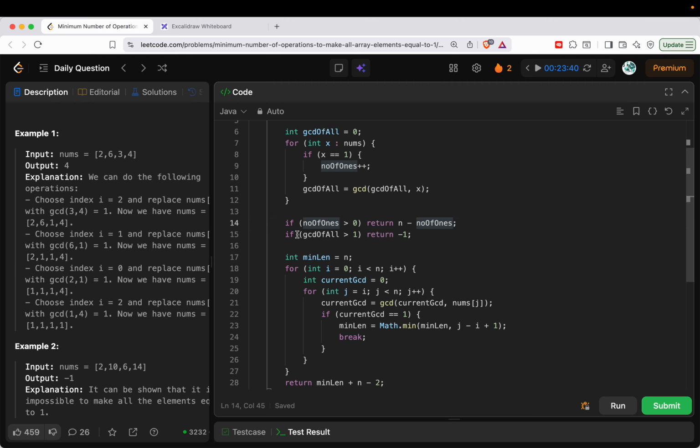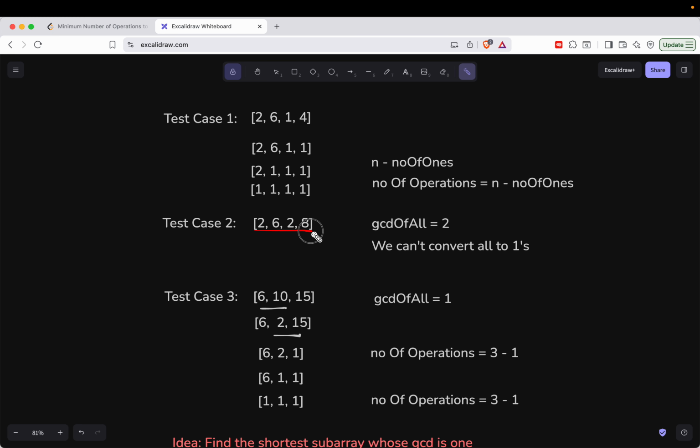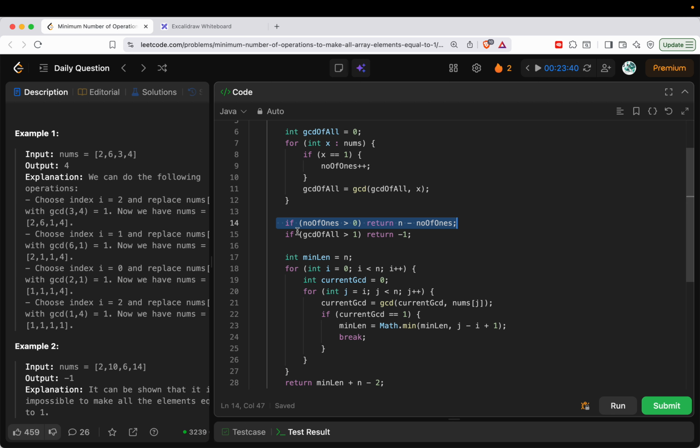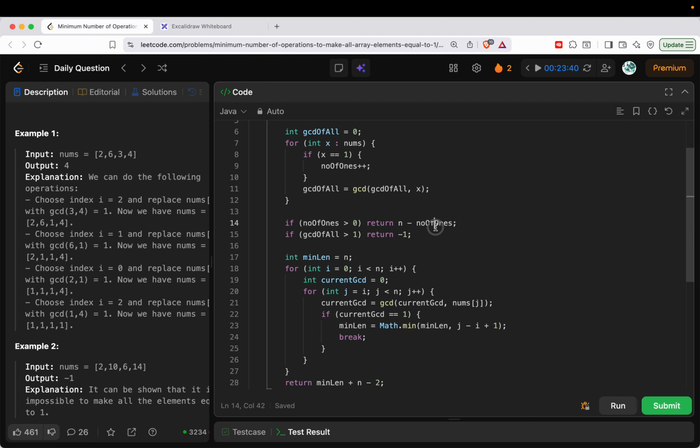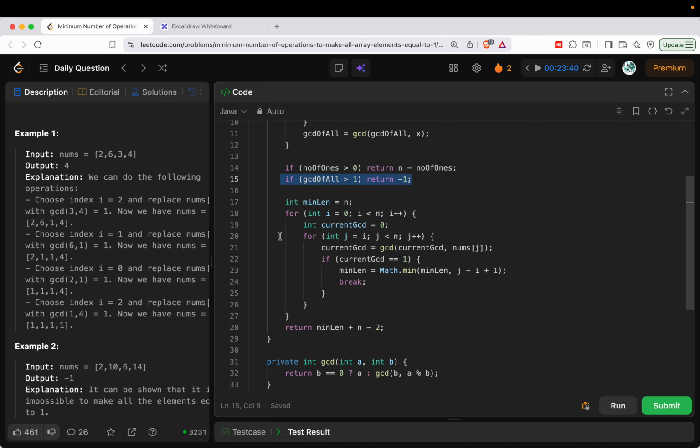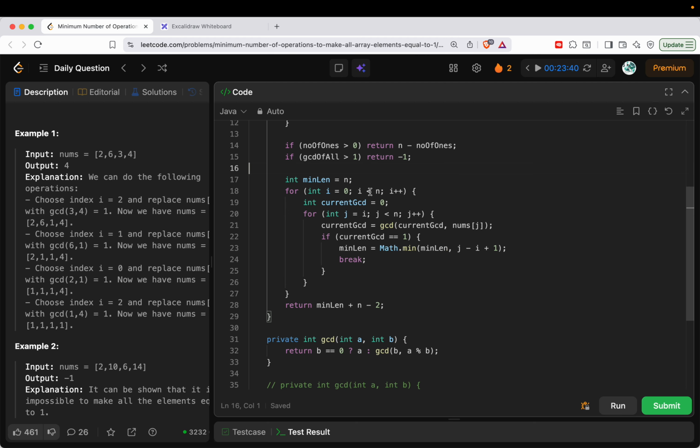If this condition is not satisfied, that means there were no ones in my array. If my GCD turns out to be greater than 1, that means I cannot convert my array to all ones, so I have to return minus 1. If I have crossed this particular statement, that means I can convert my array into all ones. Now I have to identify the operations required, right?